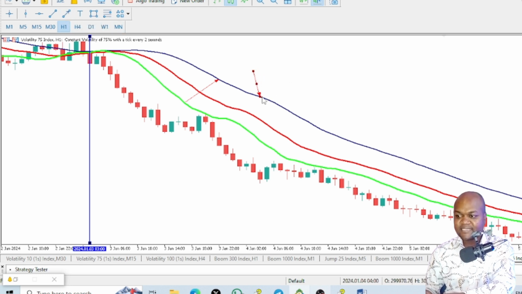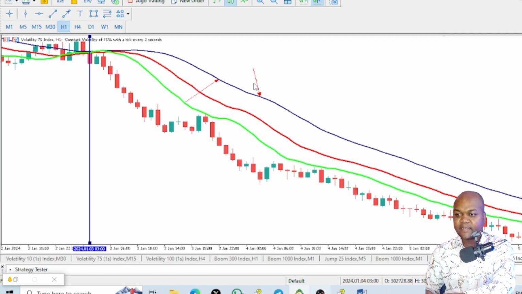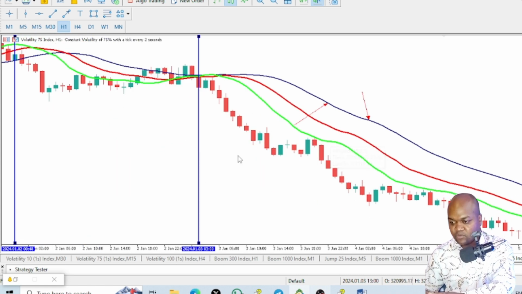So you want to start selling in Volatility 75 when, one, on your H1, these lines are far away from each other. Secondly, they're also pointing downwards. And thirdly, the candles that you see are below this Alligator's jaw, which is the blue line. Those are the conditions. Once that is the case, from this particular period, we'll start.